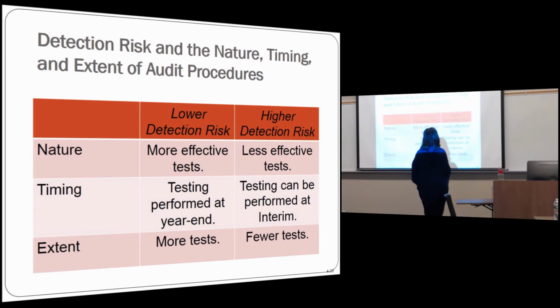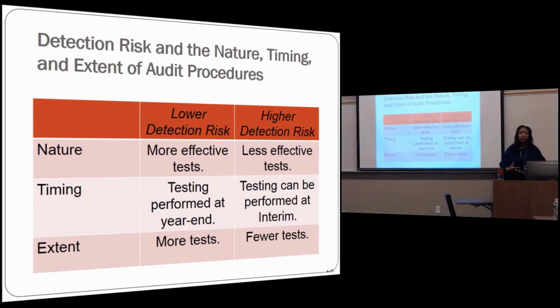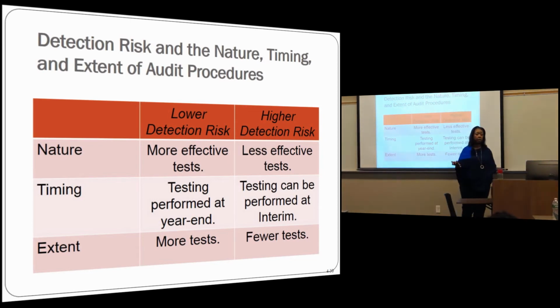The timing of those tests is going to be at year end, because there's a much greater risk. So you're not going to perform tests and roll them forward. You're going to perform them at year end, or right after year end. And then the extent, obviously, is going to be more testing. You're going to gather more evidence.